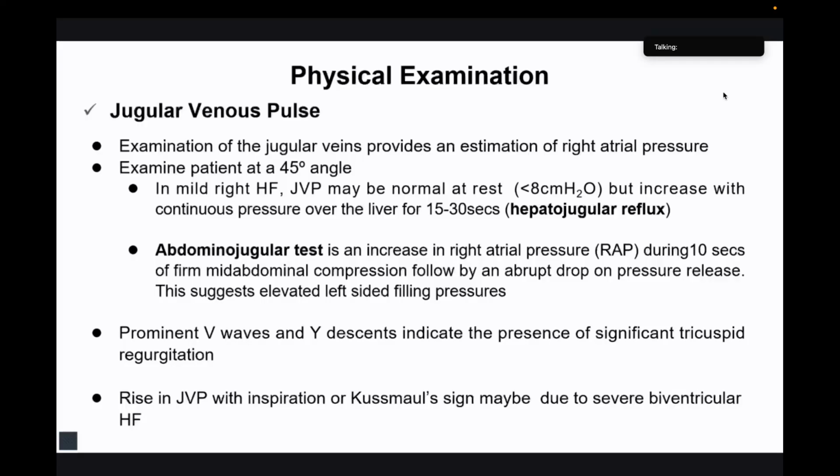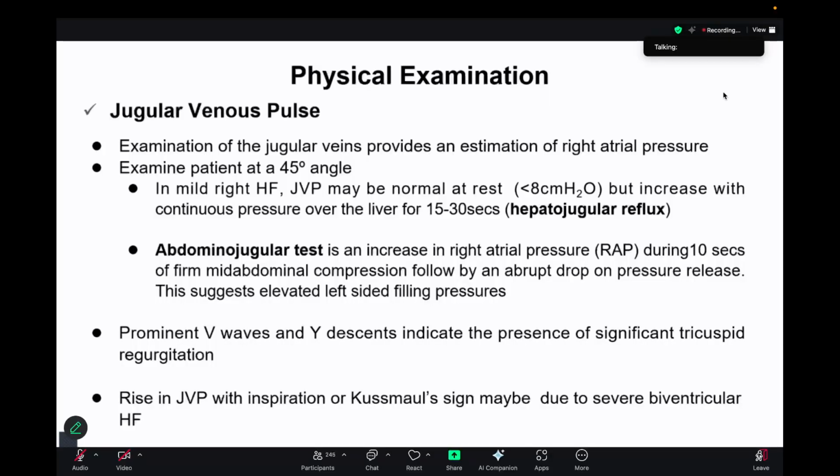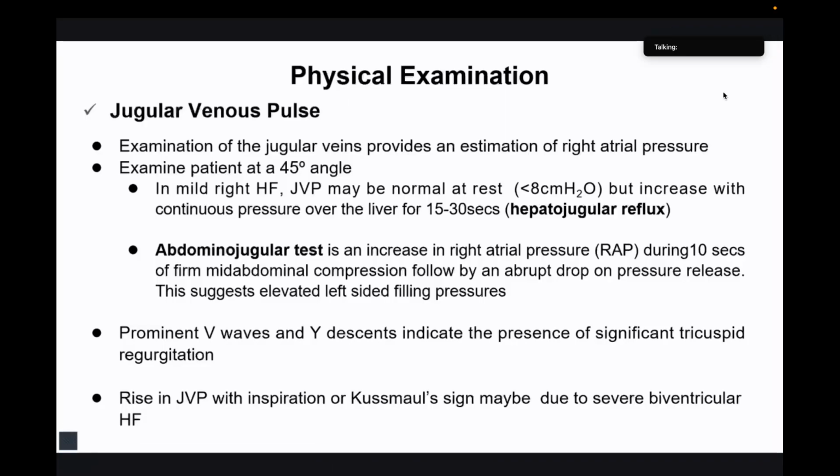When looking at the JVP, if there's a prominent V wave and Y descent, this indicates the presence of significant tricuspid regurgitation. A rise in JVP with inspiration, or your Kussmaul sign, may also be due to the presence of severe biventricular heart failure.